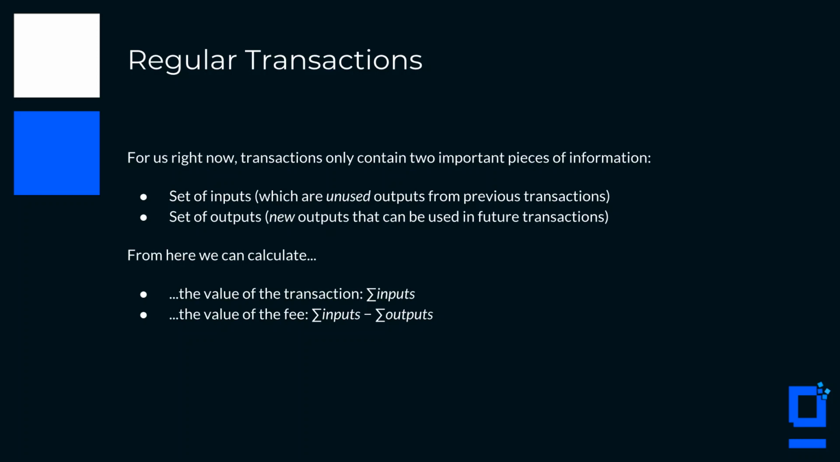And then we can calculate two things just from these two sets. We can calculate two things about the nature of this one particular transaction we're talking about. One is the value of the transaction. Obviously, it's 50 coins in our little example. You just sum the value of all the inputs. We only have one input. It's a value of 50. So it's a 50 coin transaction.